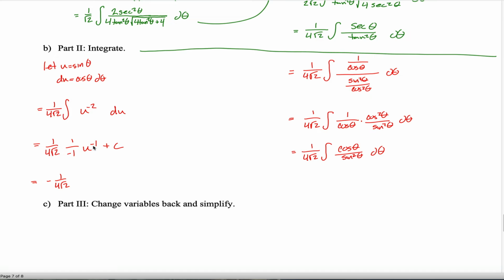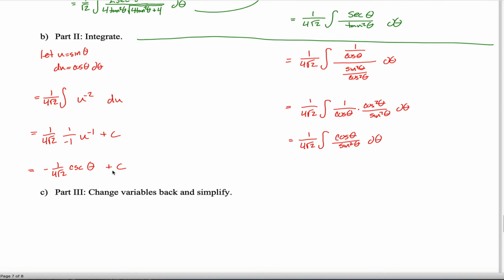Instead of writing u to the negative 1 power, let's change my u's back into sines. So I got sine of theta to the negative 1 power. In other words, 1 over sine of theta. In other words, cosecant of theta. I'm done with my integration. I'm done with part 2. All that's left to do is change my variables back and simplify.